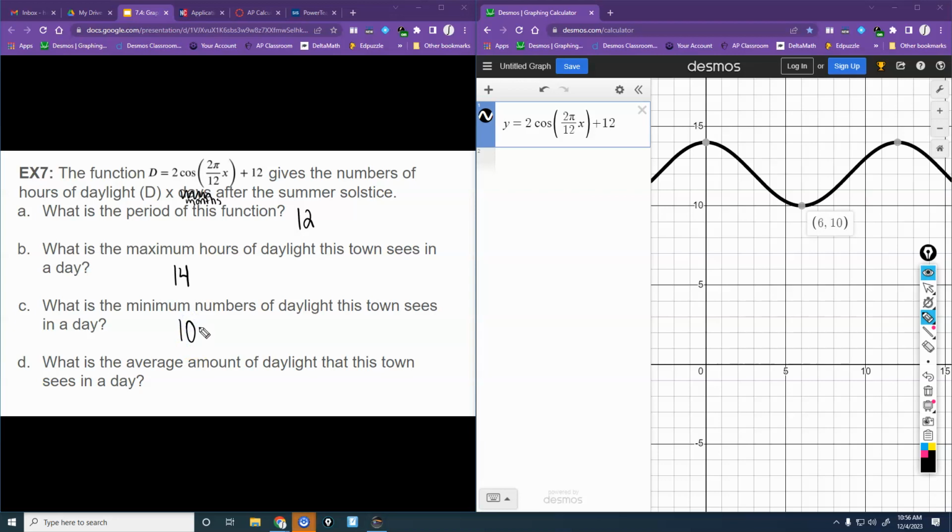Okay? Now, let's think about this from the equation. What's the midline of this equation? y equals 12. That's the midline. So the maximum is going to be the midline plus the amplitude. What's the amplitude for this one? Okay, so let's say I don't have the graph, I've only got the equation. My midline is 12.